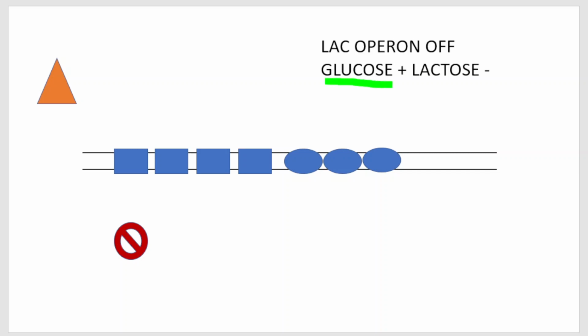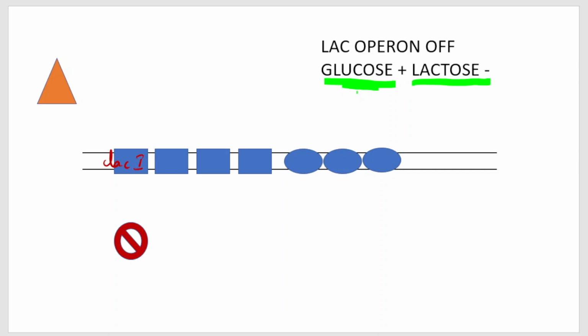So one is if glucose is present and lactose is absent. I had told you, whenever glucose is present, the bacteria will utilize only the glucose. So when glucose is present, what happens? Again, let us revise this.